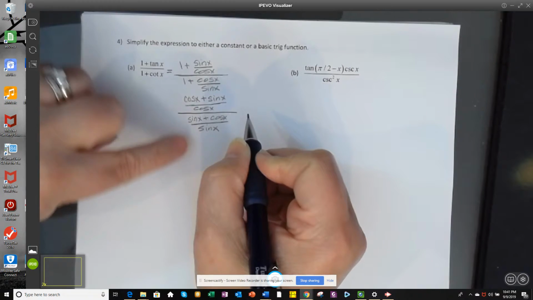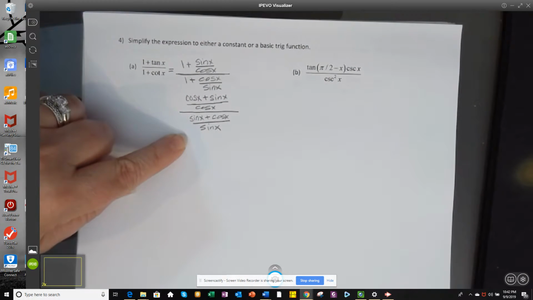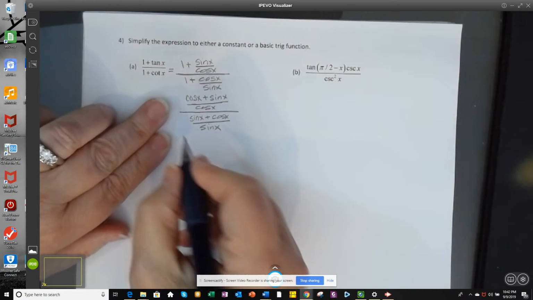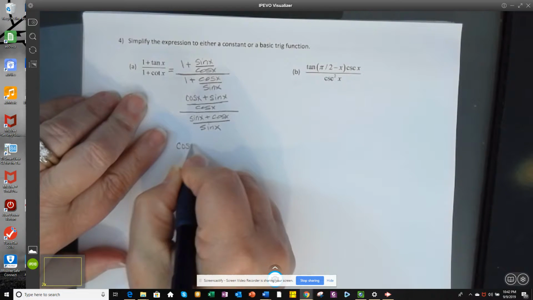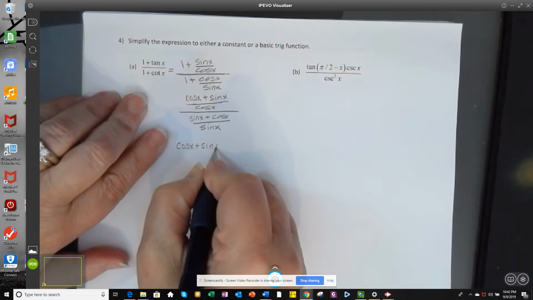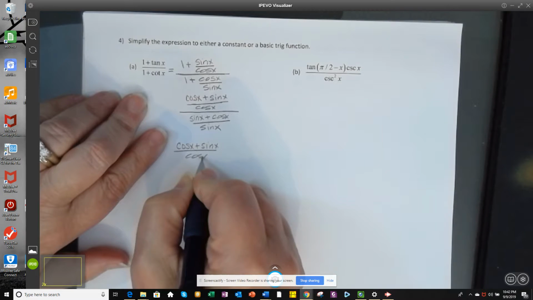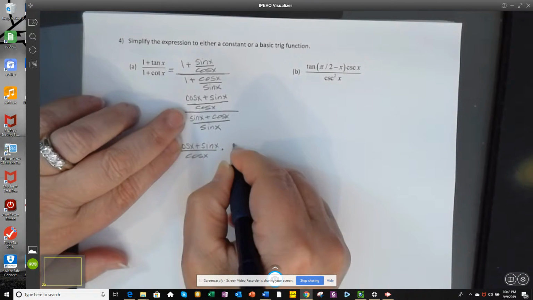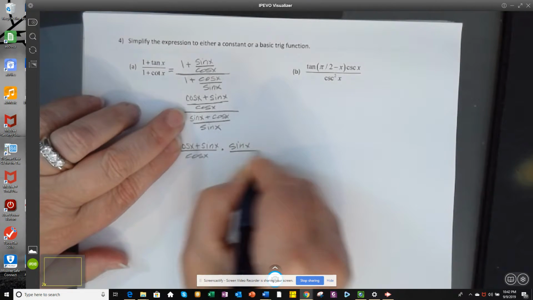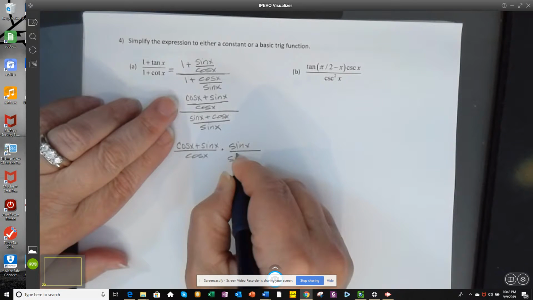And now I have a double-decker set of fractions here. I'm going to keep the numerator, cosine x plus sine x, over the denominator, which is cosine x, times, and I'm going to flip the denominator, sine x over sine x plus cosine x.